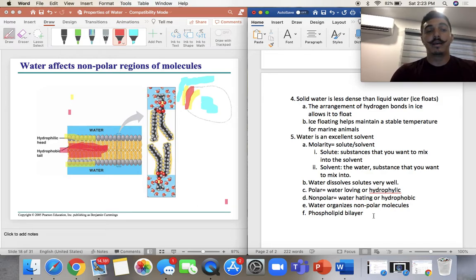Okay, phospholipid bilayer. Phosphate and lipids. We'll talk about those two macromolecules later on. So you can see in this image as well, water is outside, but nothing in the middle. They don't really like water, so they keep it away.